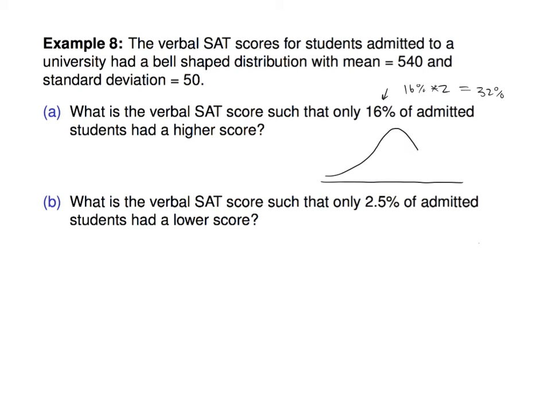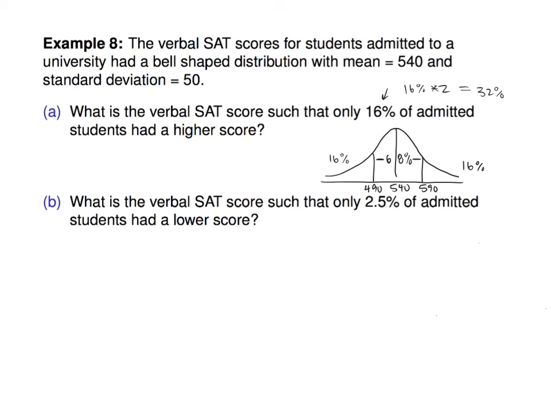So we have our bell-shaped curve. The mean is 540. 1 standard deviation away, 590 above. 1 below would be 490. And 68% of people at this university live there in the middle. Notice that that leaves 16% in this upper tail and 16% in that lower tail.